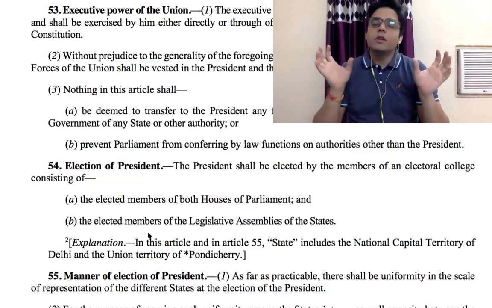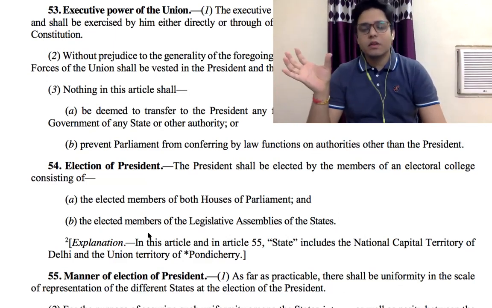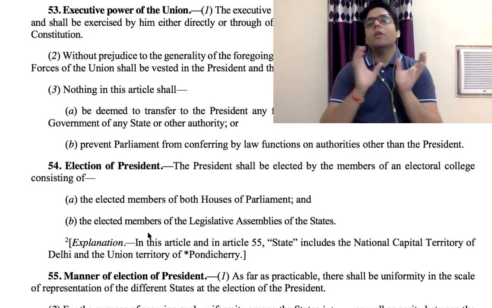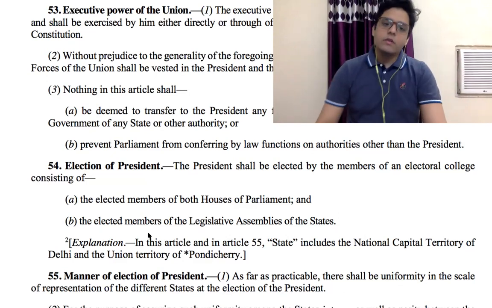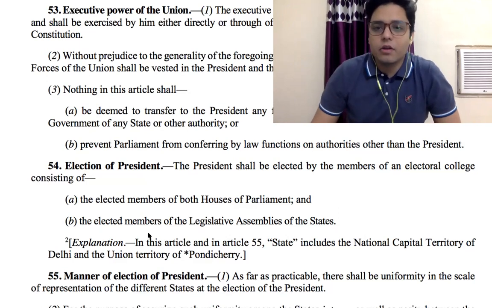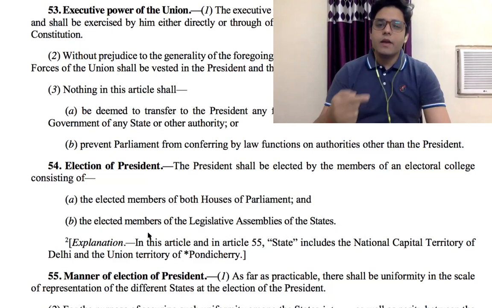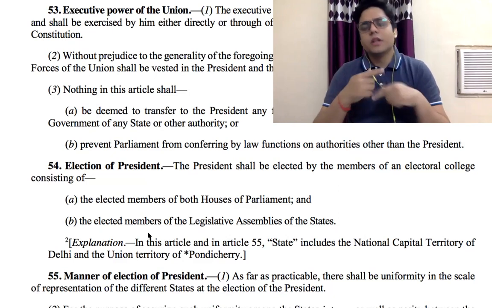So the second rule is the votes of members of parliament and the votes of all the state legislative assemblies in total should be on parity with each other. So these are the two rules for constituting the electoral college. Then the election happens by secret ballot, and this is by proportional representation.